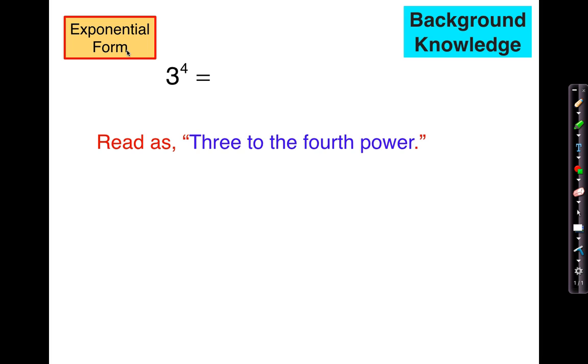First, we're going to go over some background knowledge. Remember, this here is called the exponential form. We would read this as 3 to the 4th power. Our base is the large number, and our exponent is the smaller number at the upper right-hand corner. The base tells us what we're repeating, and the exponent tells us how many times.